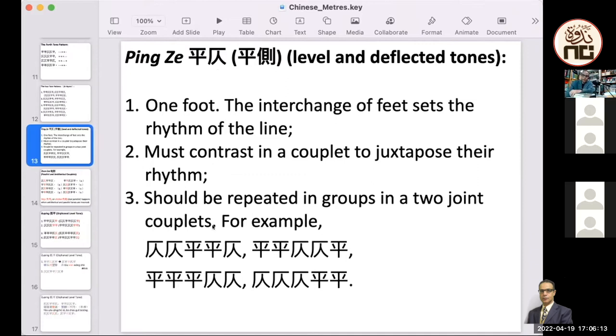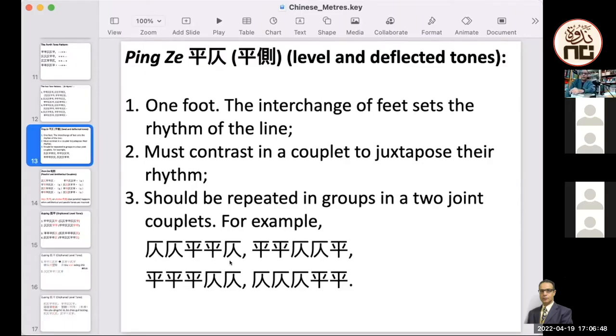For example, couplet meaning 2. So the first 2 lines are 1 couplet. The third and the fourth are called the second couplet. This is the first couplet. This is the second couplet. In the first couplet, the lines should contradict each other. Okay, there should be variations. So here the first line starts with tsu tsu, then the second line starts with ping ping. And you can see this ends with tsu, this one ends with ping.